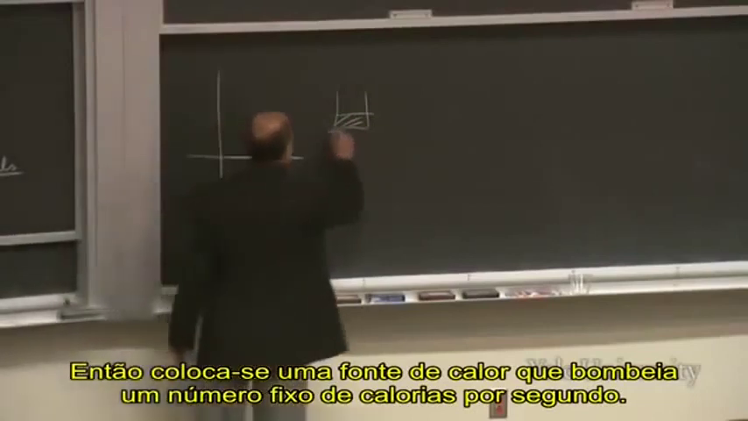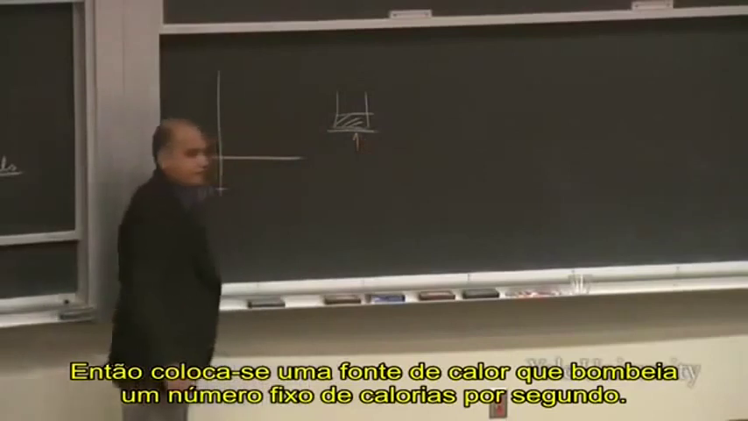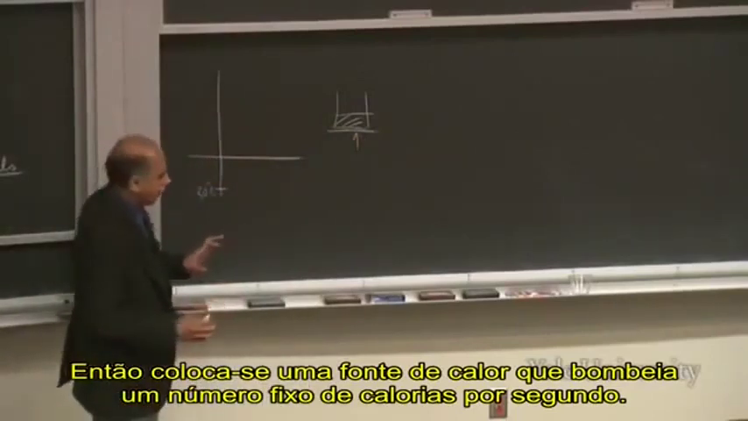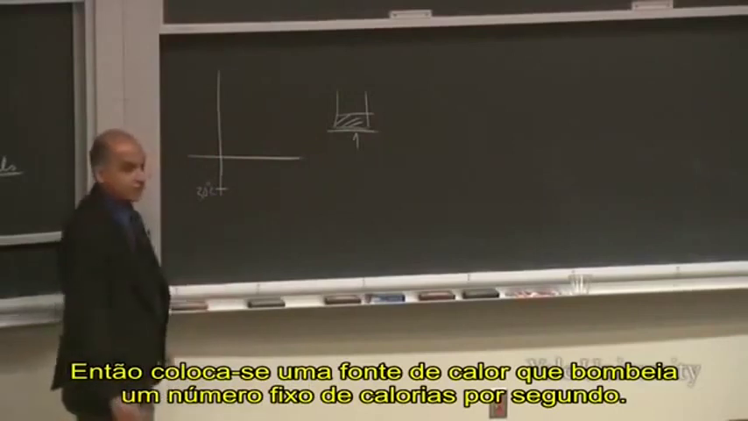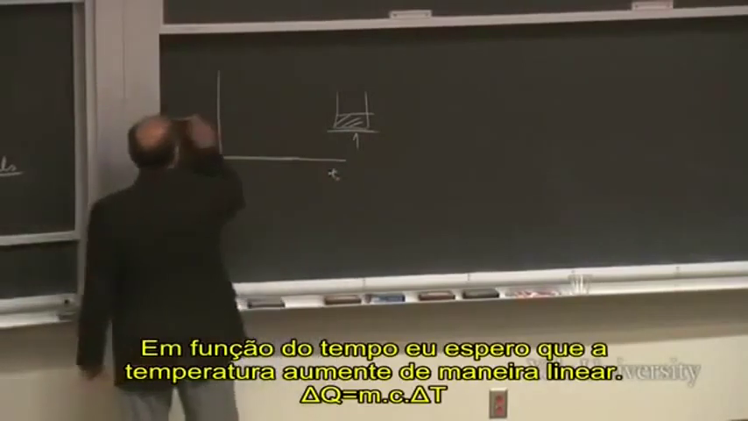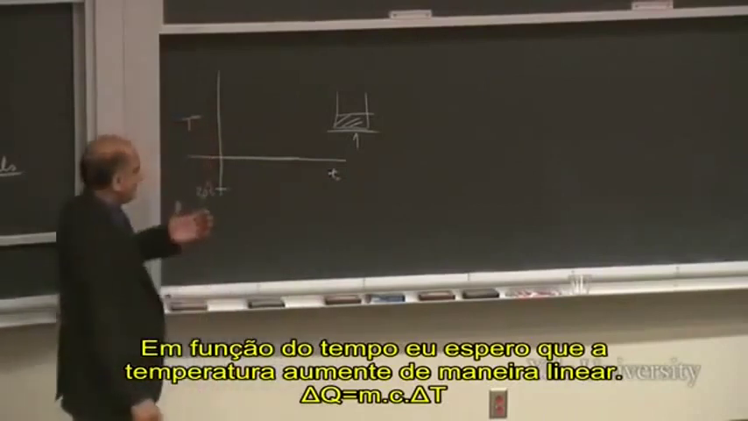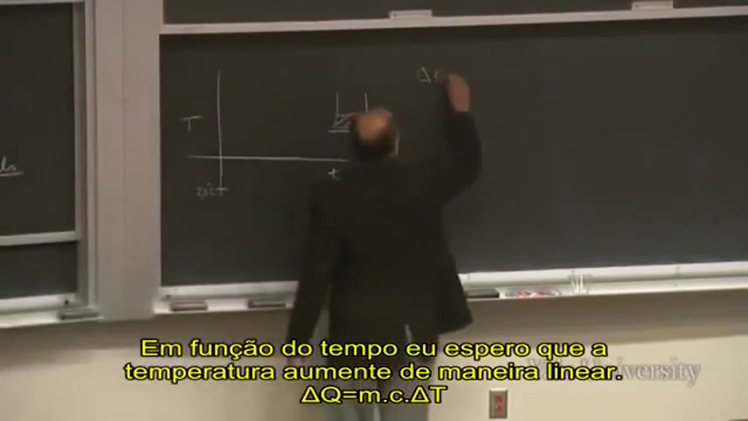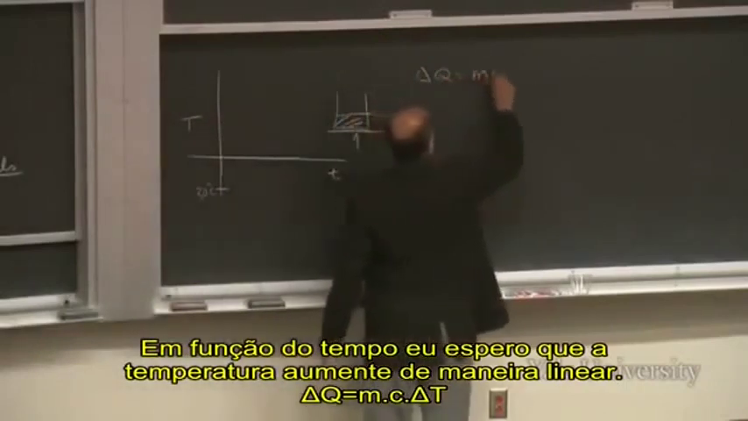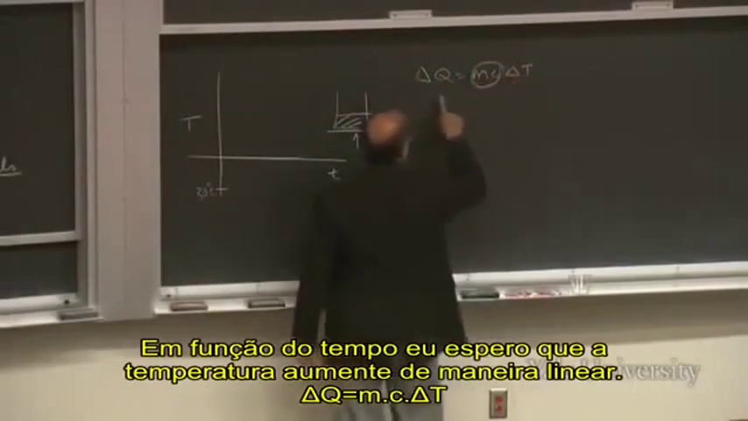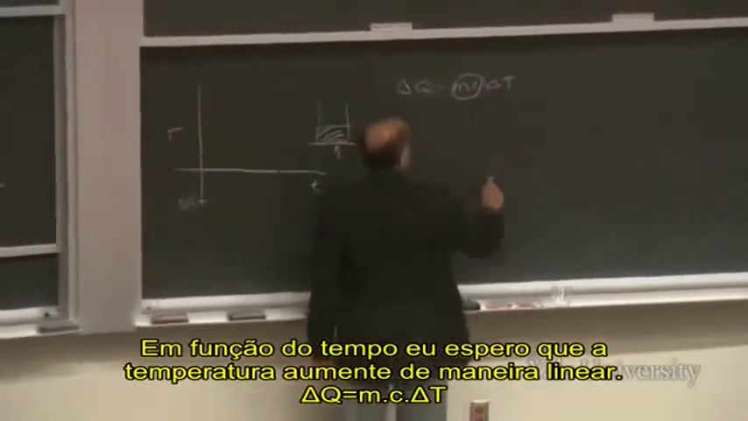And I put it on some source of heat, and I watch how many calories are coming in. Let me arrange a device that will pump in a fixed number of calories every second. So as a function of time, I'm expecting the temperature of this to go up. In every second, I get some number of calories, and those calories are going to produce for me MC delta T. M and C are constants, so delta Q is proportional to delta T.